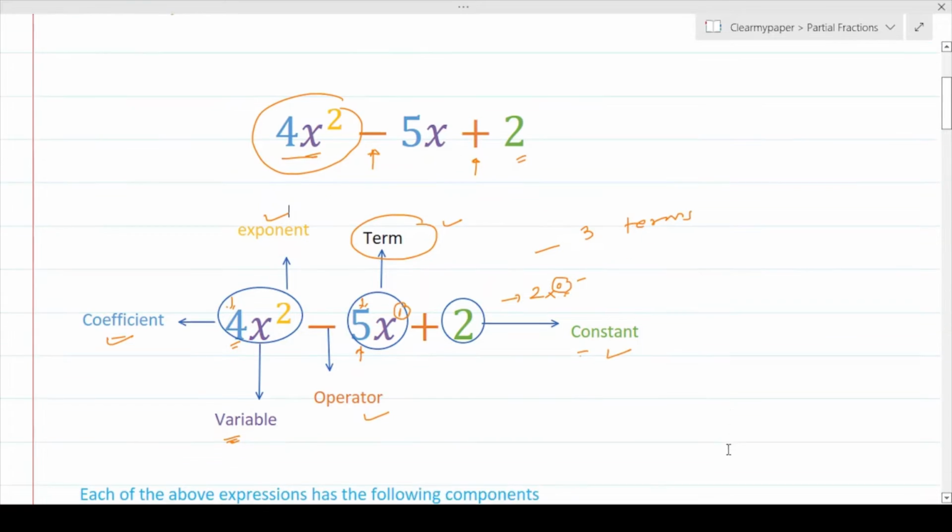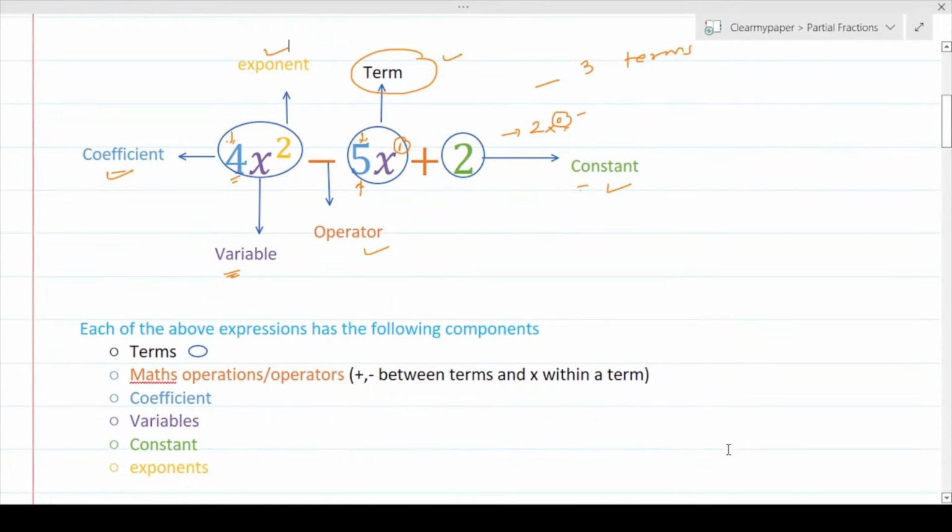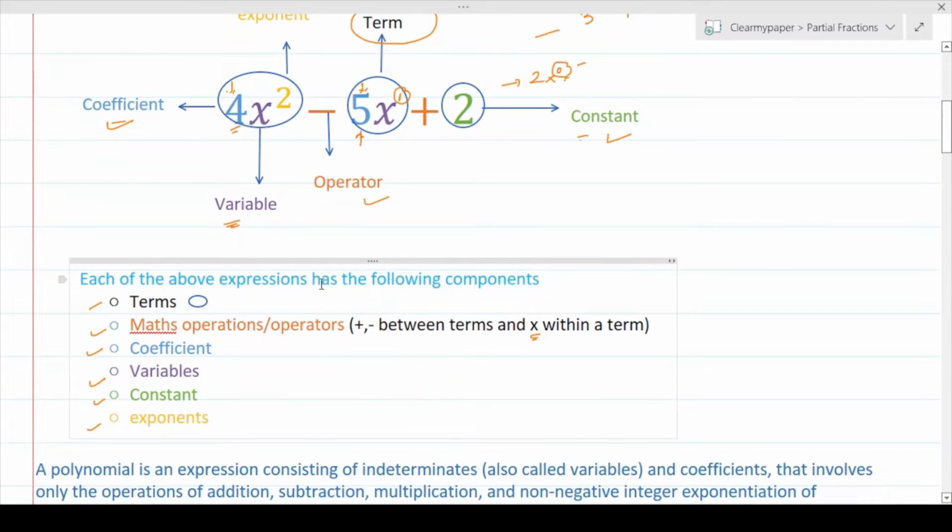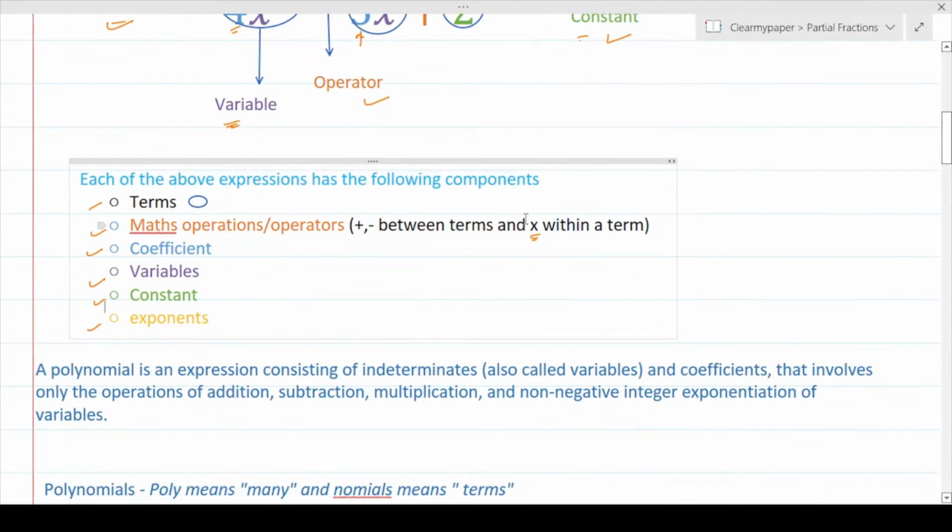Okay. So like we saw, each of the above expressions has all these things: terms, mathematical operations, plus or minus between terms, and x within a term itself, which is multiplication. This is multiplication, not x. And then coefficient, variables, constant, and exponents. So whenever any expression has a combination of all of this, like what we discussed, that expression is called a polynomial.